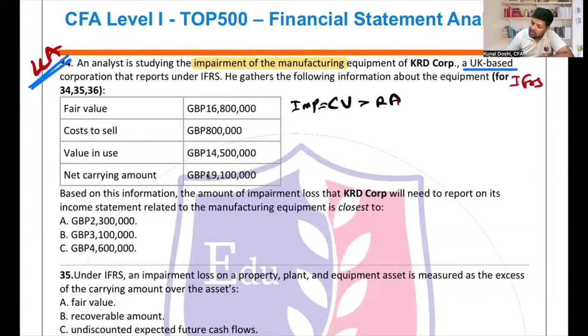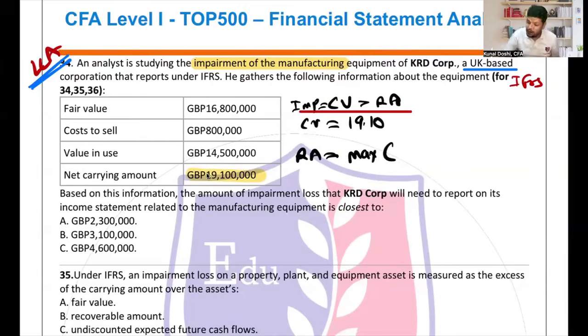But the question is, what is recoverable amount? So first of all, let's check the carrying value. Carrying value here is the net carrying value, 19.1 million. Now, recoverable amount, what is the minimum that you will recover? Recoverable amount is actually the higher of two things. It is the maximization of two things. Fair value minus cost of selling, which is similar to NRV. So that is 16.8 minus 0.8, 16 million.